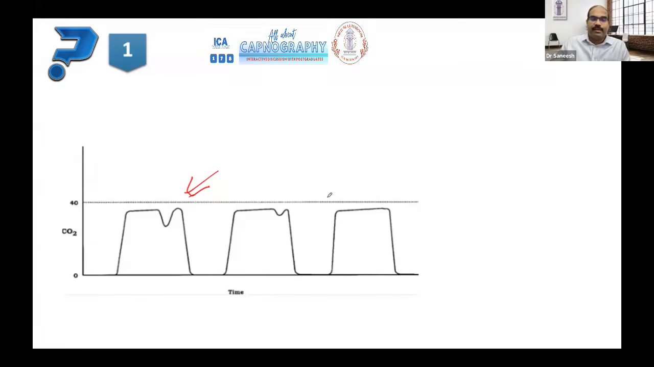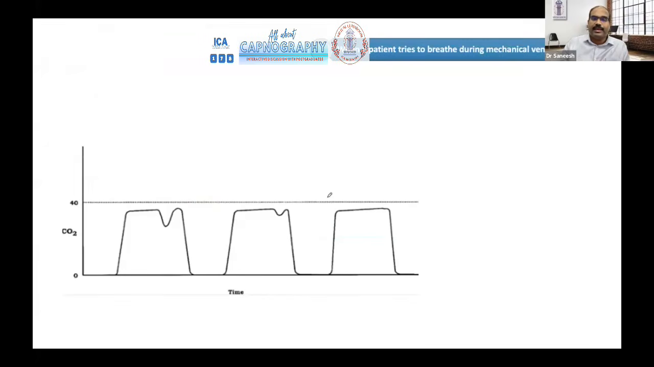So indirectly, you can always say that EtCO2 tracing is also a neuromuscular monitor. In that sense, we'll also describe our reservoir bag as one of the neuromuscular monitors, right? So again, we are looking at the spontaneous breathing efforts in addition to the mechanical ventilation that we are providing through the ventilator. So where do you get these scenarios? When the patient attempts to take a breath?